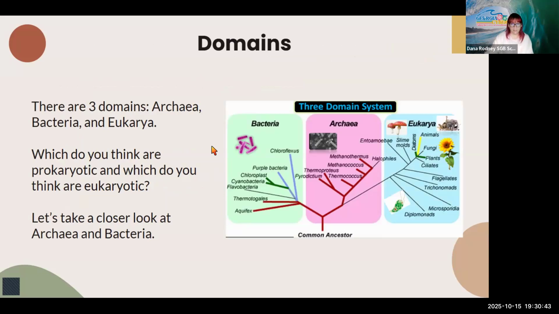As far as all living organisms, there are three domains that they fall under. They could be archaea, here in the middle. They could be bacteria, this first one, or they could be eukarya. So I want you to think about which one's going to be prokaryotic, which one's going to be eukaryotic. We're going to answer that later. And I want you to realize that we're going to take a quicker, closer look at archaea and bacteria. We'll look more at eukarya in our next video.